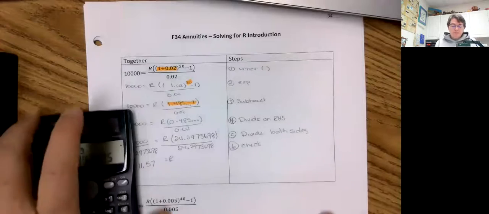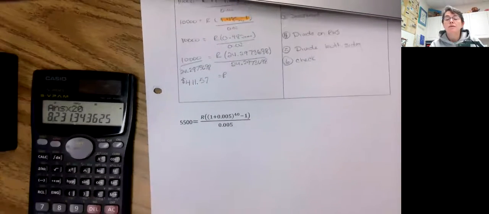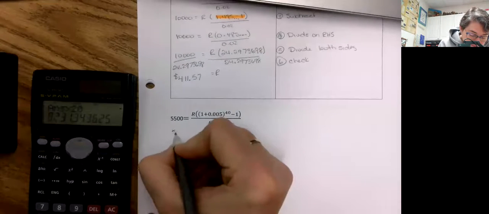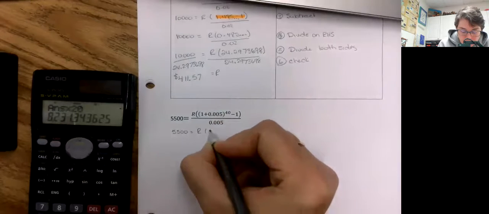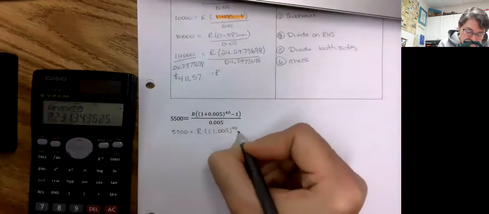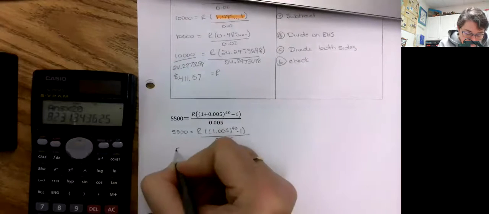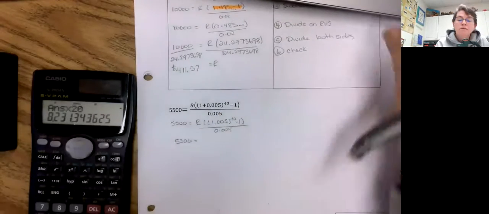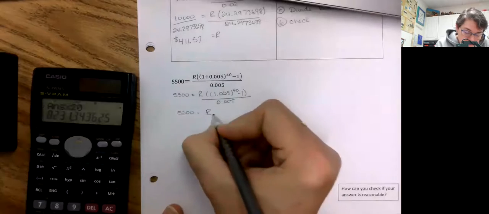All right, you know what? If you're feeling comfortable, how about you pause the video and try this one, see how it goes. 1.005 to the 40th minus 1 over 0.005, times R, is equal to 500.